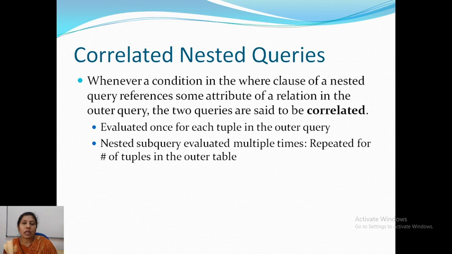It will be executed as many times as the number of tuples you have in the outer query. If you have 10 tuples in the outer query, then for each tuple it will execute, 10 times. So the nested subquery is evaluated multiple times, repeated for the number of tuples in the outer table. If you have 10, it will be executed 10 times. For each tuple it will execute the inner query and compare the values.